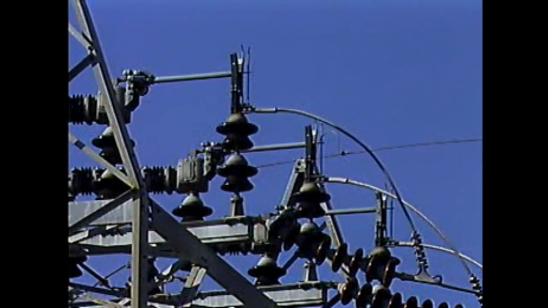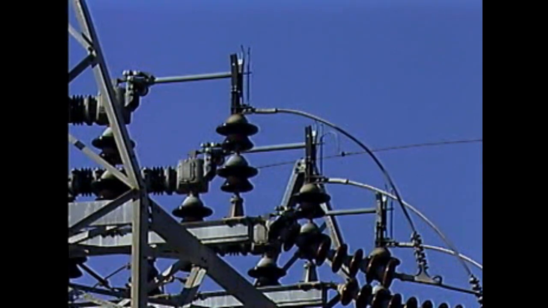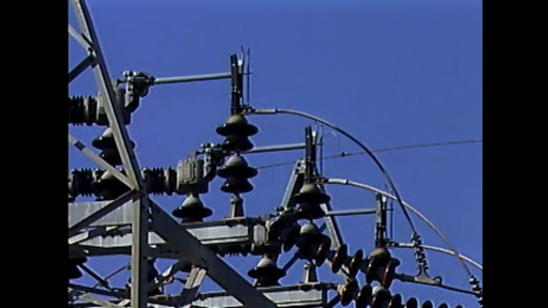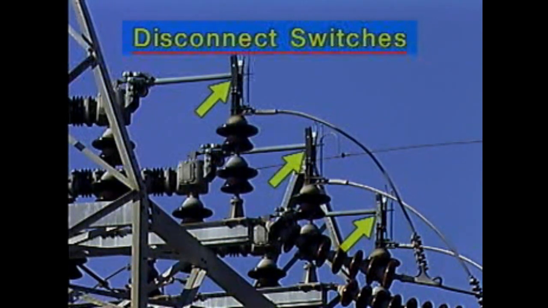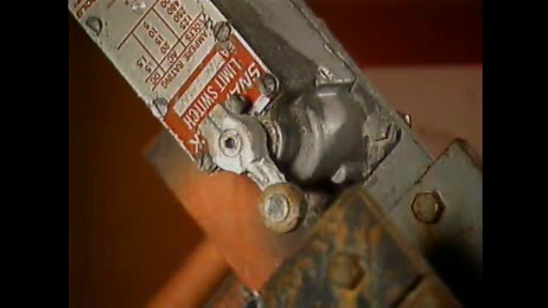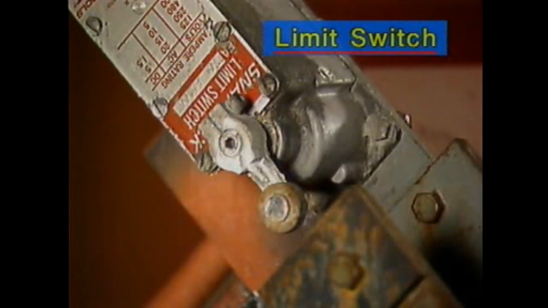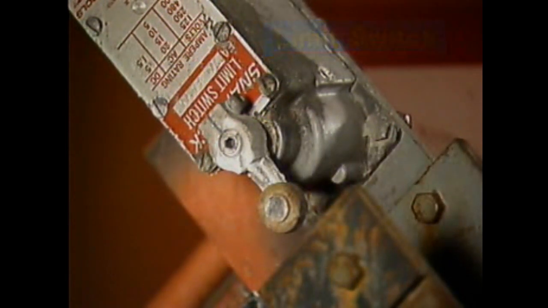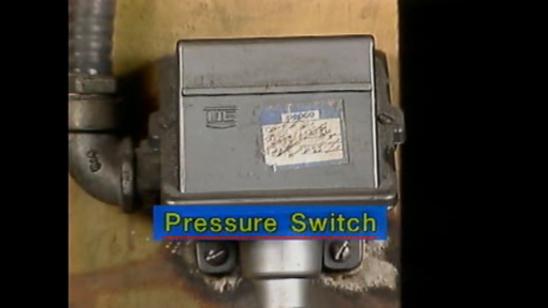Basically, a switch is a device that can be opened or closed to start or stop current flow in a circuit. There are a lot of different types of switches in a plant, and they can serve different purposes. For example, these disconnect switches are used to isolate circuits in an electrical distribution system. Other types of switches include limit switches, which help regulate the movement of mechanical equipment, and pressure switches, which respond to changes in pressure by opening or closing an electrical circuit.